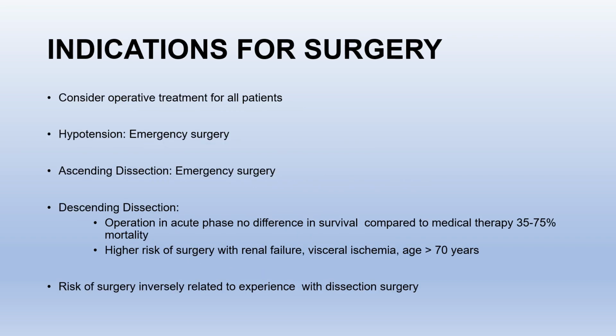Indications for surgery: consider operative treatment for all patients with hypotension. Emergency surgery is required for ascending dissection. For descending dissection, operation in the acute phase shows no difference in survival compared to medical therapy. High risk of surgery with renal failure and visceral ischemia, age more than 70 years. Risk of surgery is inversely related to the experience in dissection surgery.